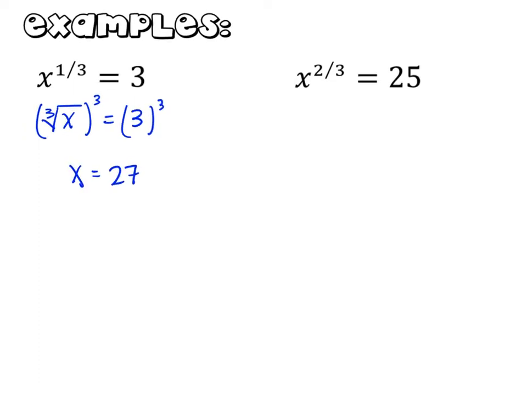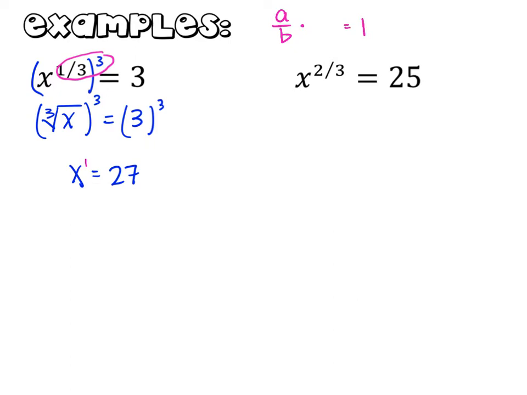So if cubing both sides undoes the cubed root, why does cubing both sides undo the 1/3? Well, if we remember, our rule for a power of a power, when we had two exponents in a row, was that we multiplied them together. So we know that 3 times 1/3 is 3/3, which actually equals 1, and x to the first power is just my x.